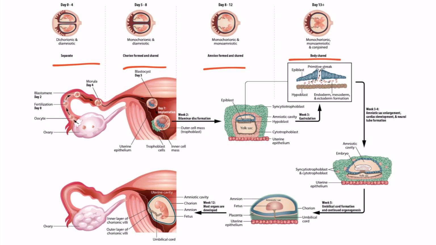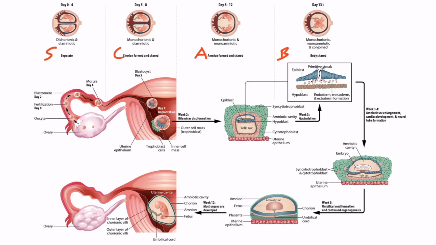And to help you remember each of these stages, there's a mnemonic acronym called SCAB. S-C-A-B. The S indicates that everything is separate. The C indicates that the chorion is formed already, and so it's shared. The A stands for amnion, which is formed and shared during this period. And B indicates that the body will be shared. Just a reference to conjoined twins.